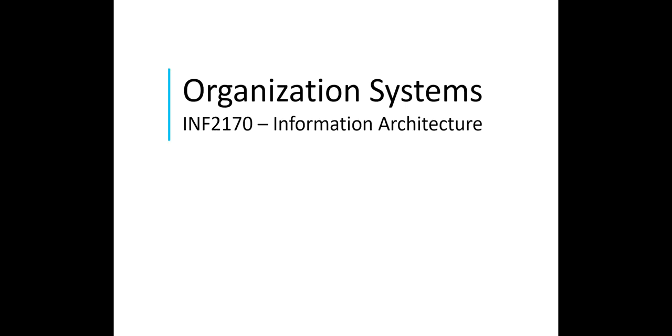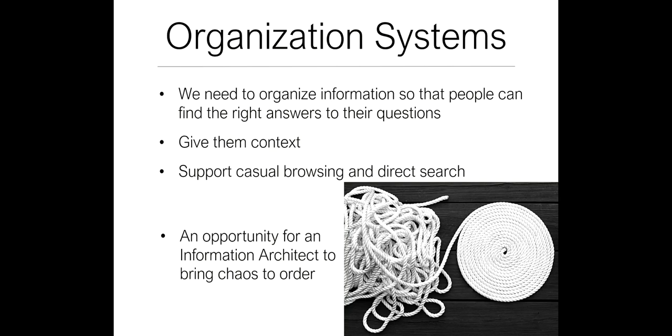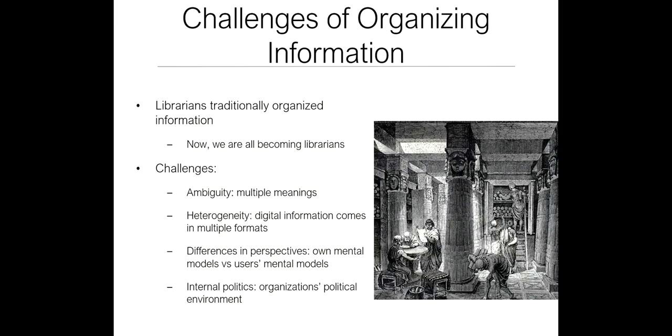Now, let's have a look at organization systems. So, what are they? We need to organize information so that people can find the right answers to their questions. We also need to be able to provide them with context and support casual browsing as well as direct search. So this is an opportunity for an information architect to bring chaos to some form of order. Now, librarians have been doing this sort of thing since the days of the ancients and putting scrolls on a shelf.